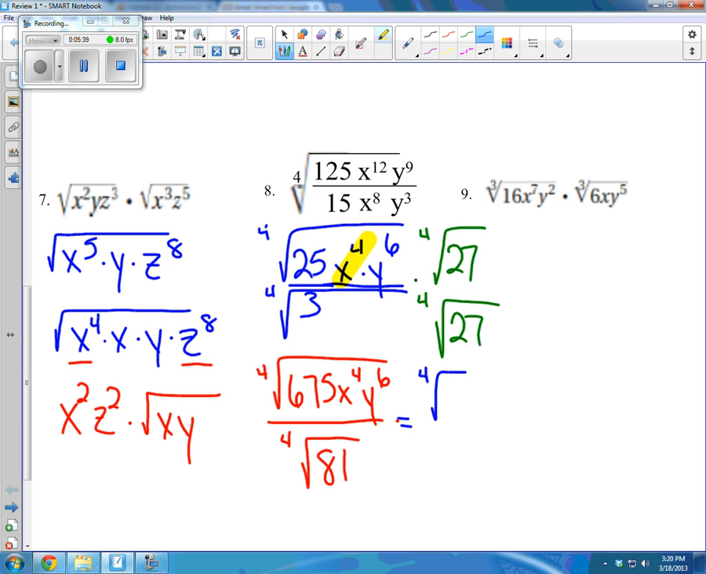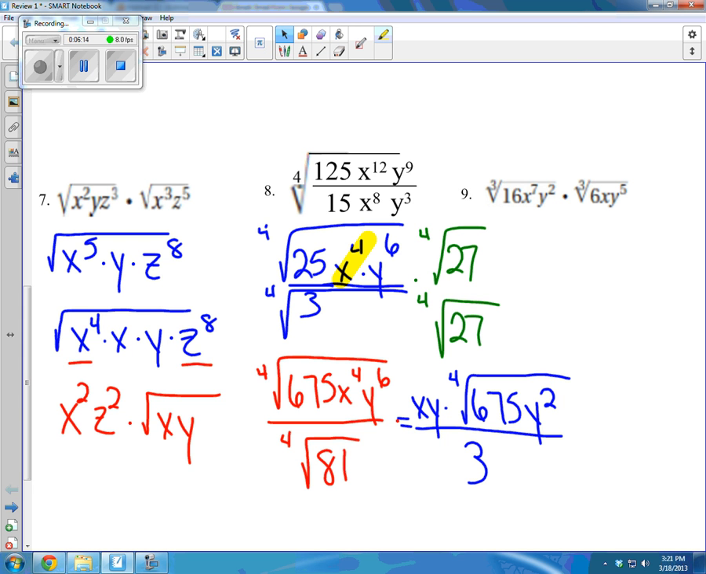675, that will not be able to come out. And I know it's not going to be able to come out because I've already done all my simplifying ahead of time. Let me move this over a little bit. The x can come out and some of the y can come out, but I'm still going to have a little bit of the y left in there. And then in my denominator, everything was perfect. So I'll just take the 4th root of 81. And when I take the 4th root of 81, I'm going to get 3. So in blue, there is my final answer for number 8.